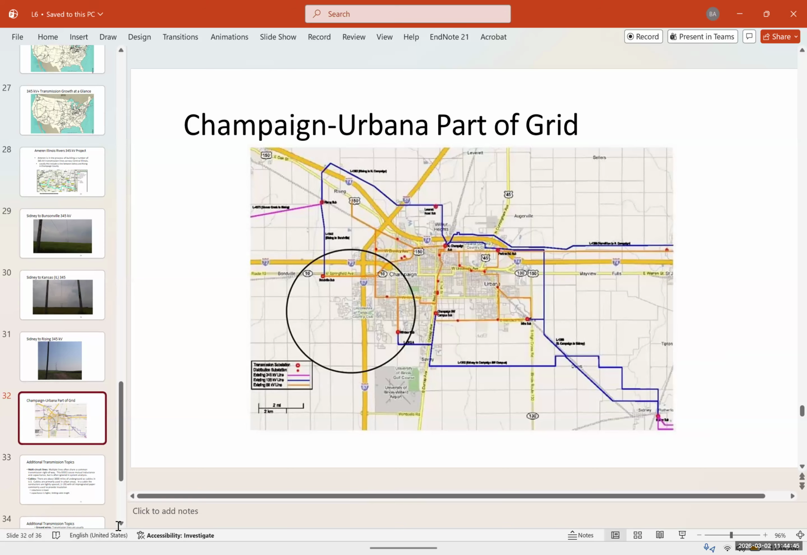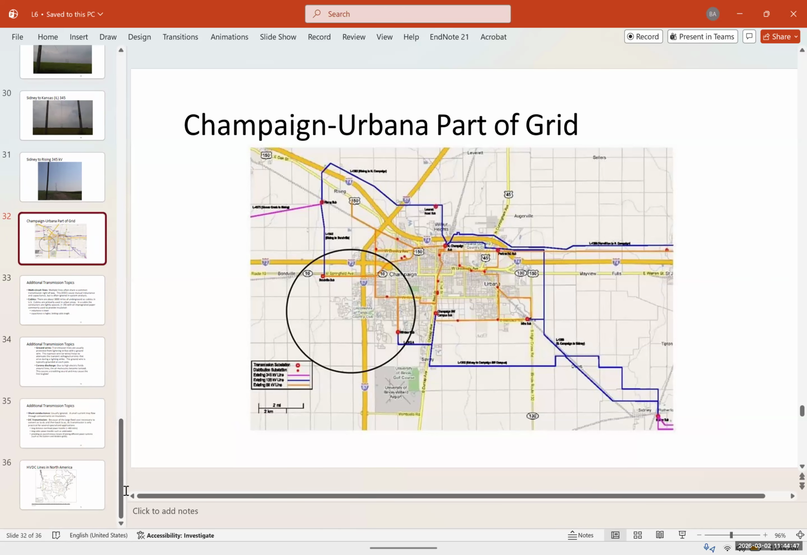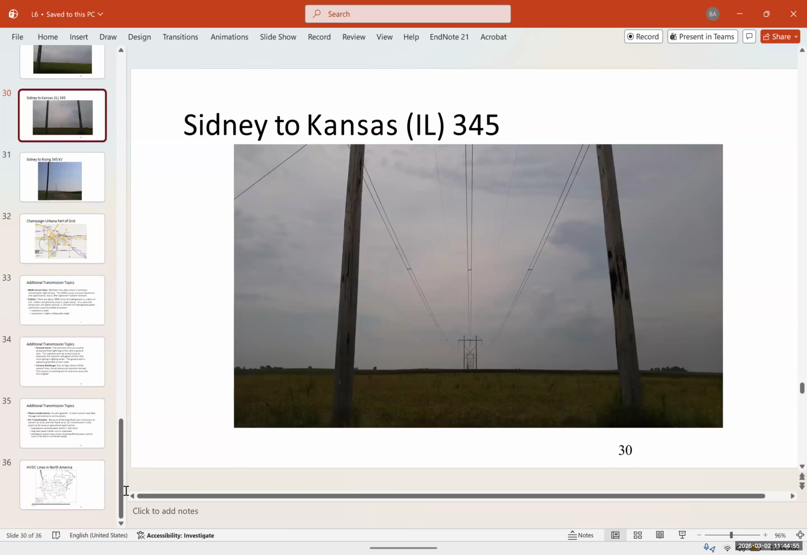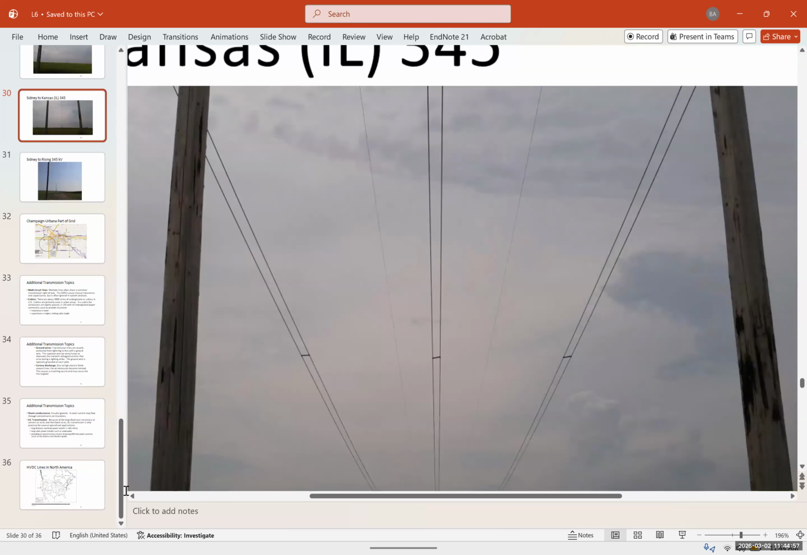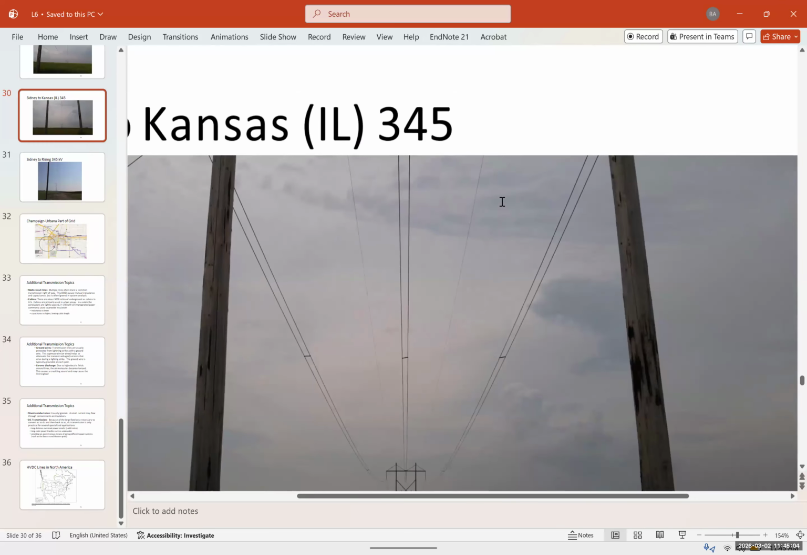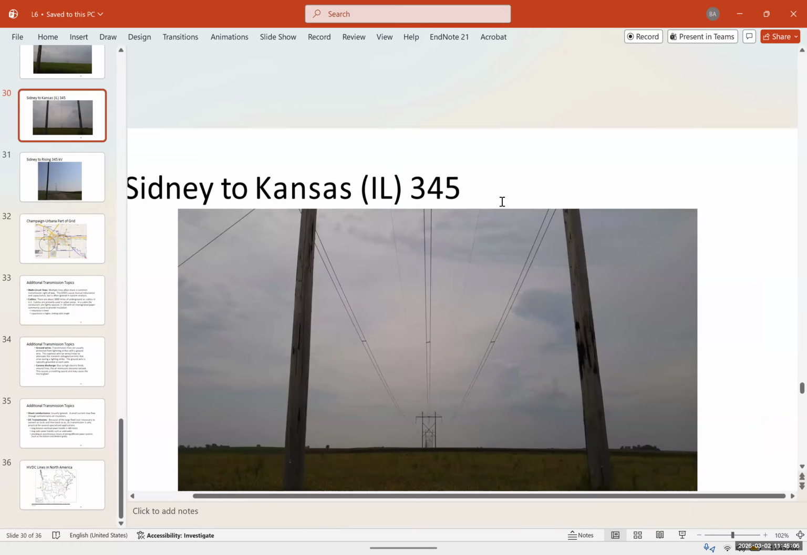And this shows the Urbana-Champaign part of the grid. If you look at these lines, I don't know if you can see it, you see two lines on the top. You have three-phase lines, and you have two lines on the top. Do you know what these two lines are for?